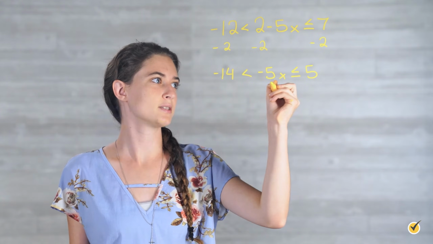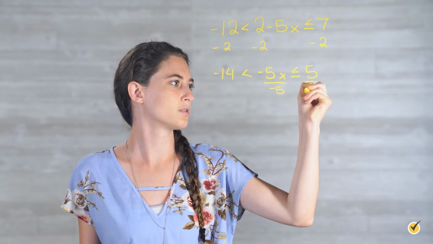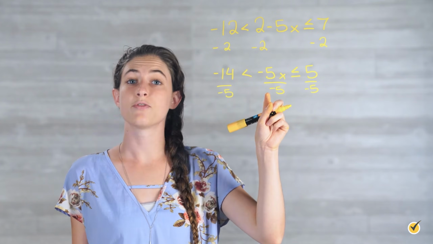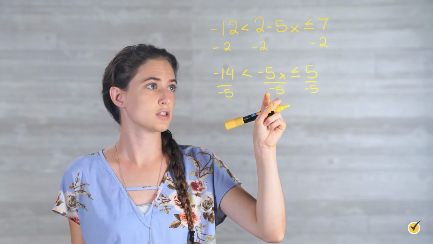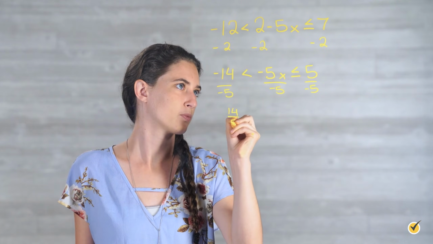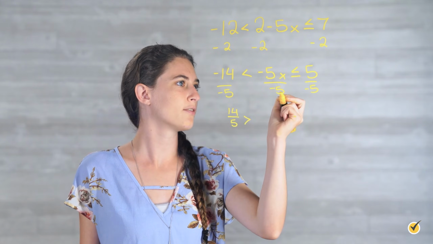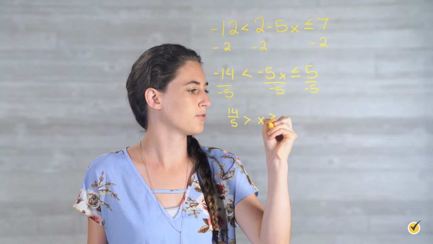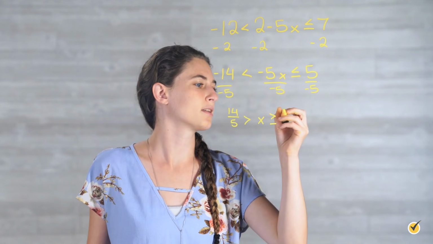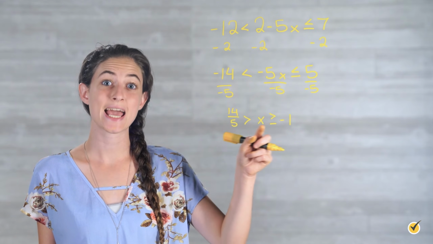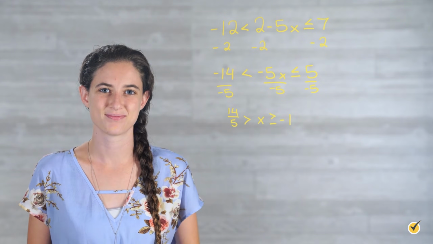Now we're going to do the same thing, but divide by negative 5 on all three parts. Remember, when we divide by a negative, we flip our inequality signs. So we're going to have negative 14 divided by negative 5 is 14 over 5, is greater than negative 5x divided by negative 5, which leaves us with just x by itself, which is what we're looking for. Our inequality sign flips over here as well. And then 5 divided by negative 5 is negative 1. So our answer for this inequality is x is greater than or equal to negative 1 and x is less than 14 over 5.